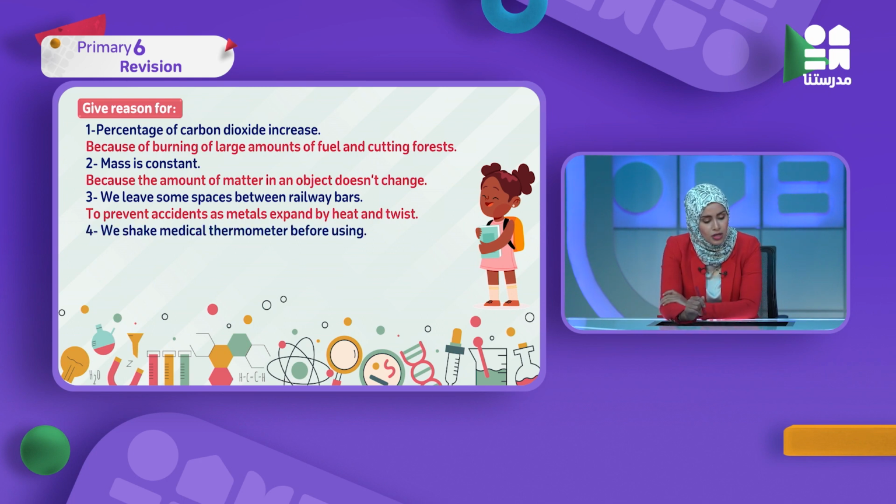Question number 4. We shake the medical thermometer before using. Let me remind you again about the medical thermometer, it contains mercury inside it. Before I use it, we sterilize it, I have to clean it using ethyl alcohol and I have to shake it. If I shake it, what do I do? I force the mercury to return back to the bulb. I push the mercury down to the bulb to get an accurate reading. To force the mercury to return back to the bulb.